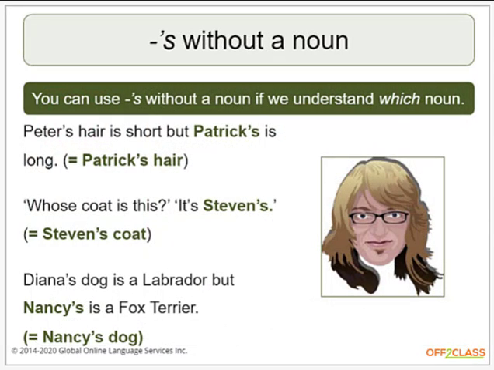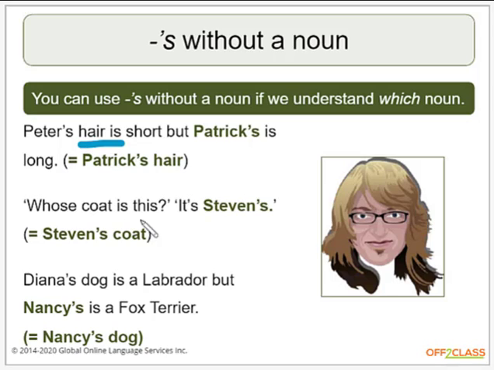So you can use an apostrophe S without a noun if we understand what the noun is in a sentence. So for example, the first one is Peter's hair is short, but Patrick's is long. And in this case, we're talking about Patrick's hair. Right? So does that make sense? Patrick's is long. What about Patrick's is long? Patrick's hair. Because we're talking about Peter's hair. That's what's coming up in the sentence.